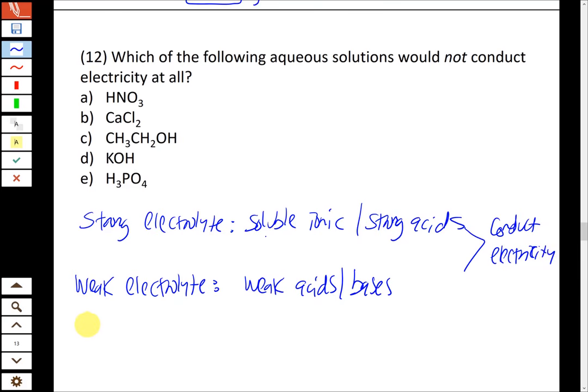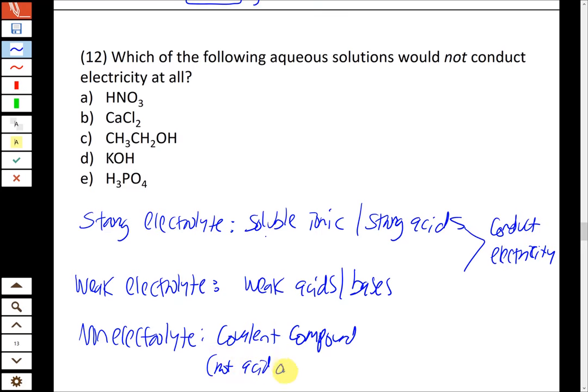And then the other kind is a non-electrolyte, which is one where you don't have any ions separating when you dissolve the compound in water. So that would be any covalent compound that's not an acid or a base. And these ones do not conduct electricity. Pretty much any other covalent compound except for acids and bases would fall into this category. So they don't produce any ions and they don't conduct electricity. For these lists of substances here, we just need to classify what type of substance it is and then decide if it's a strong, weak, or non-electrolyte.